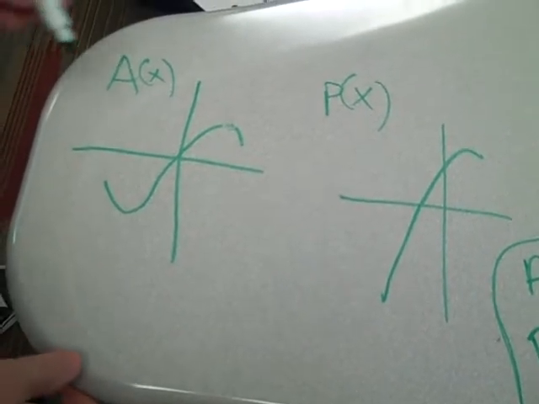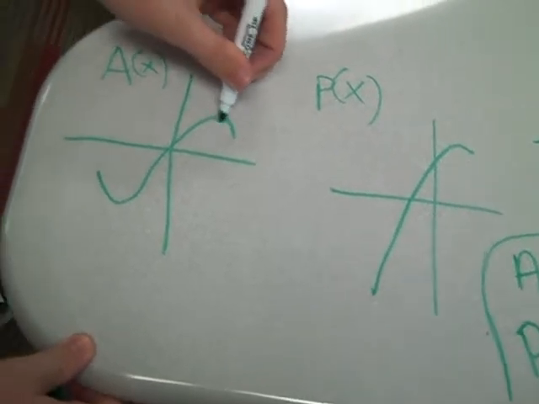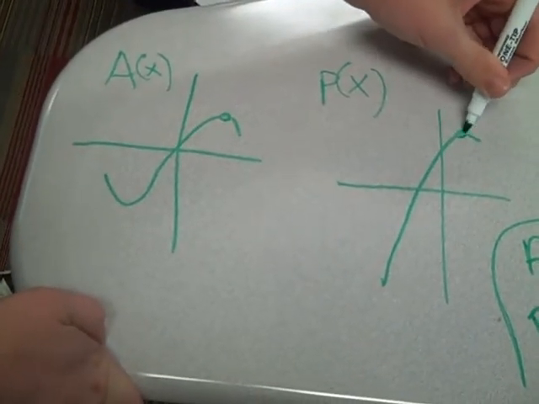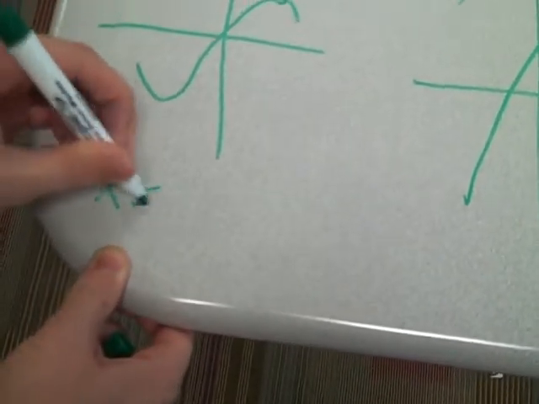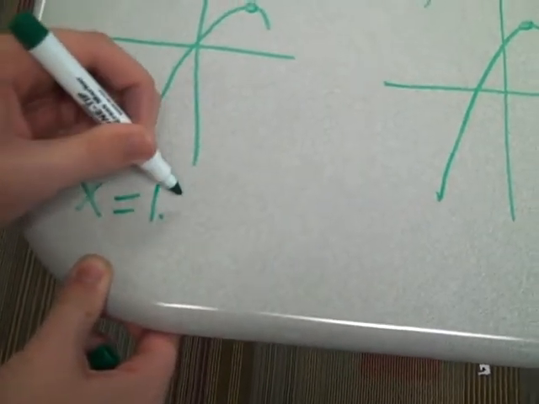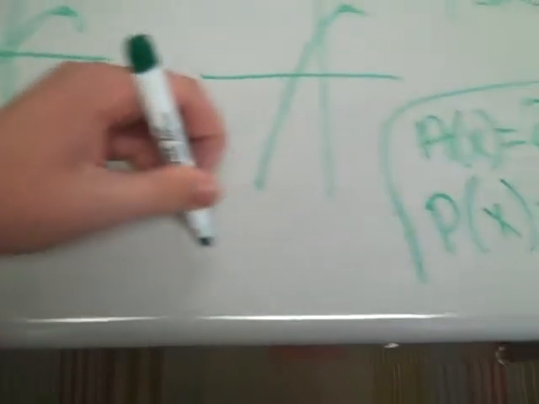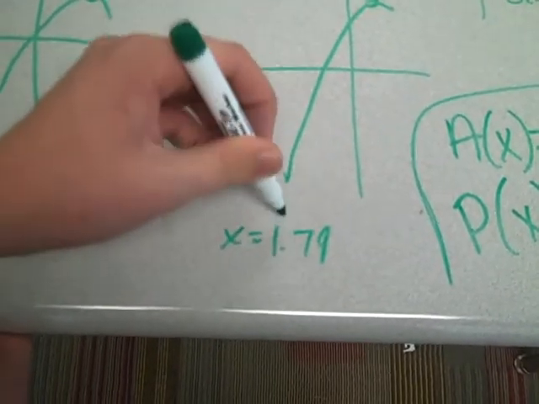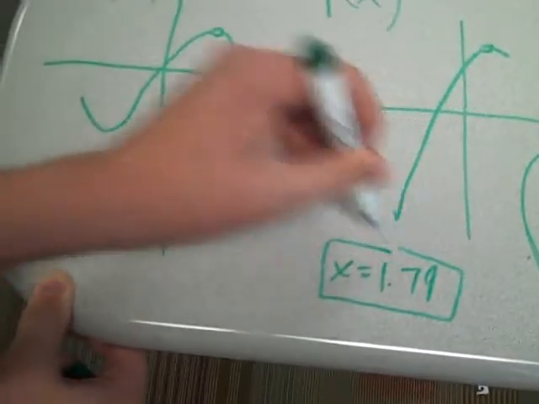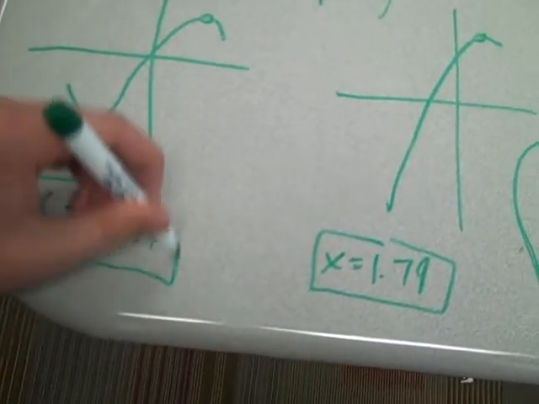So you had to find the local max on each graph, which is around here and around here. And what you ended up getting was x equals 1.41 for area and x equals 1.79 for perimeter. And you use the x values because they're asking for the x, not the y's.